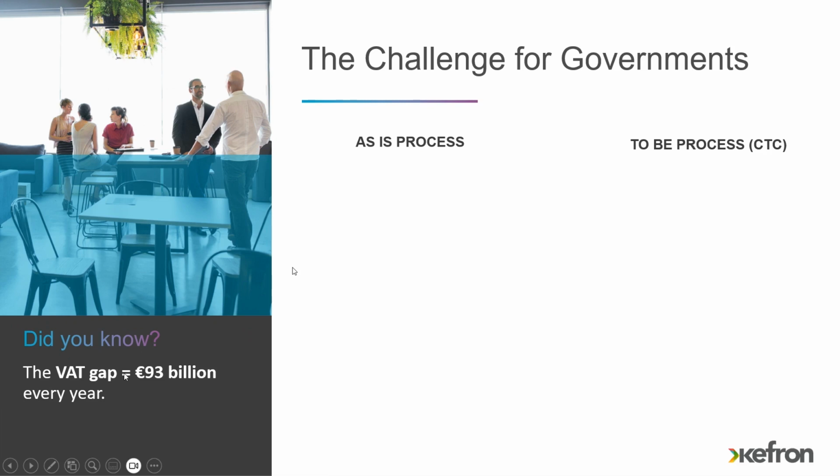Now, the VAT gap is the difference between what is owed to the government and what is actually collected each year. It's estimated by the European Union that the VAT gap was approximately €93 billion each year. So again, that's a major deficit in terms of what's actually collected by the government and what's owed. So it's important we compare the today or as-is process versus the to-be process moving forward with the introduction of CTC legislation. And we'll come on to exactly what that means on the next slide.